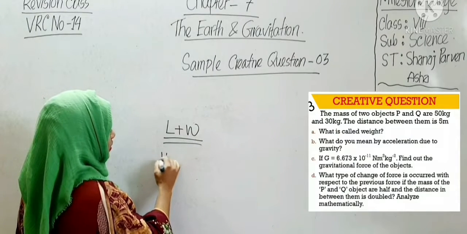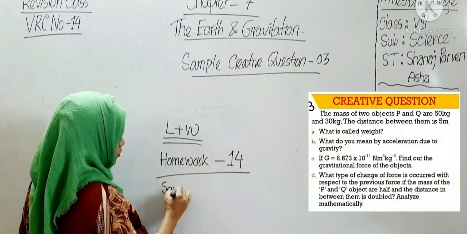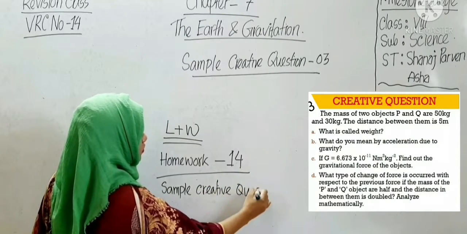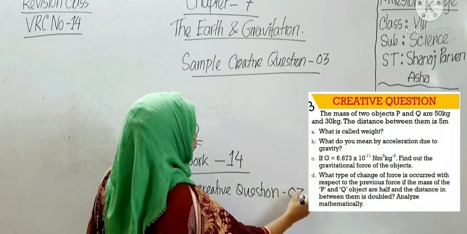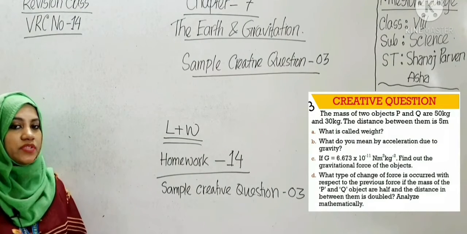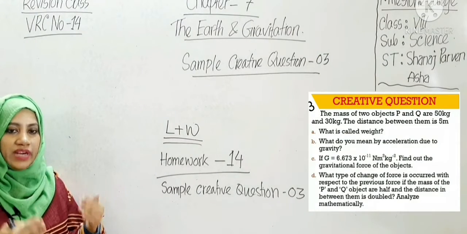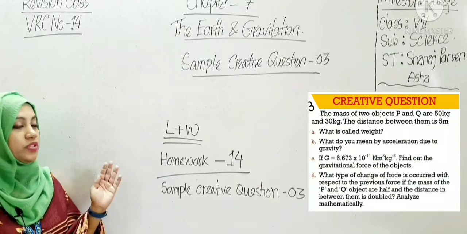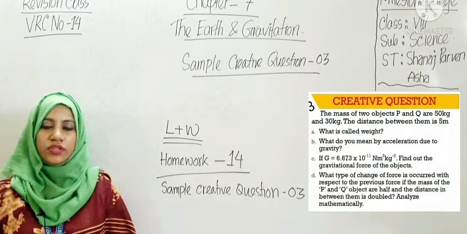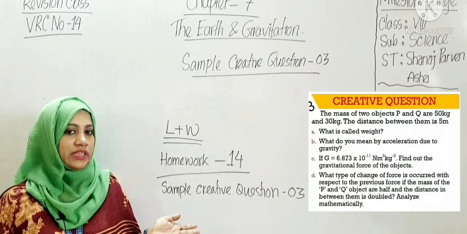Okay, so what is the homework number? Homework number 14. And what is the homework? Sample credit question number 3, today's number 3 sample credit question. This one. Got it? Take a screenshot, write it in your copy, and then do this whole credit question. And my dear students, you will also practice the other 2 credit questions that I have discussed. Clear?